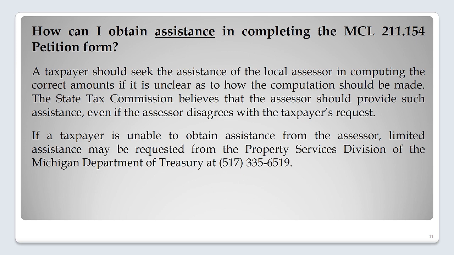A taxpayer should seek the assistance of the local assessor in computing the correct amounts if it is unclear as to how the computation should be made. The State Tax Commission believes that the assessor should provide such assistance even if the assessor disagrees with the taxpayer's requests. If a taxpayer is unable to obtain assistance from the assessor, limited assistance may be requested from the Property Services Division of the Michigan Department of Treasury by calling area code 517-335-6519.